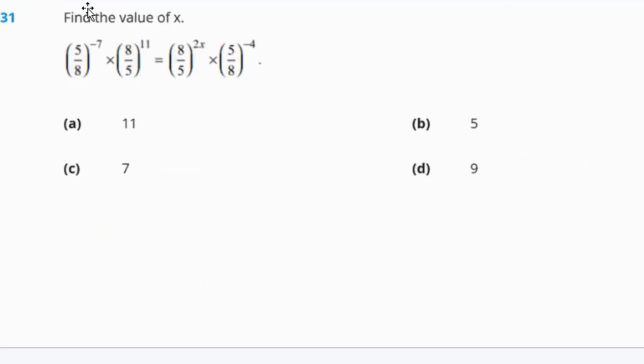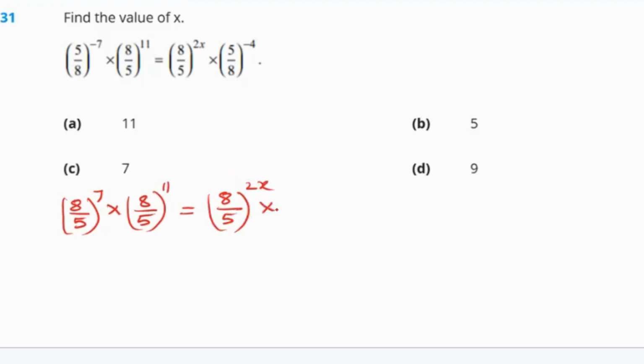Now let's talk about question number 31. It is saying the value of 5 by 8 raised to the power minus 7. To make the power positive, we need to reciprocate the number. It becomes 8 by 5 raised to the power 7 times 8 by 5 raised to the power 11 is equal to 8 by 5 raised to the power 2x, and we have over here 5 by 8 raised to the power minus 4. It becomes 8 by 5 raised to the power 4.